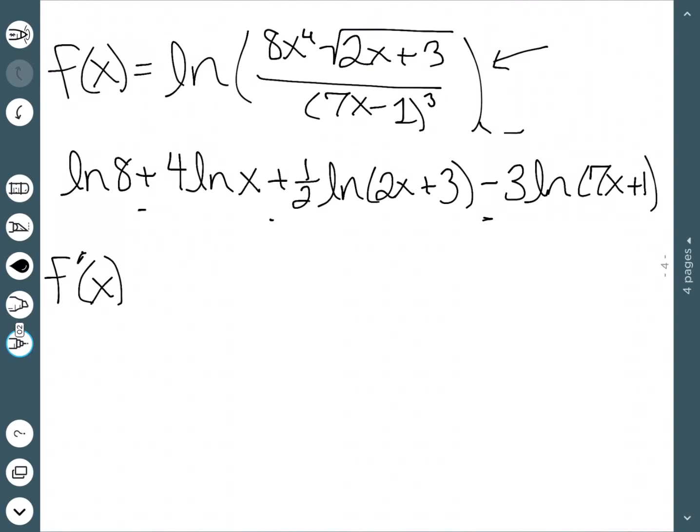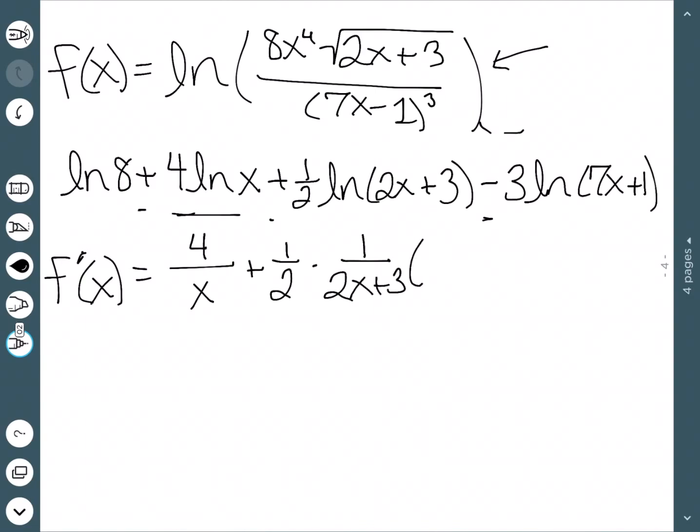F prime of x: ln of 8 is just a number, it's just a constant, so the derivative is going to be 0. For this term, I would have the 4 out front, and the derivative of ln of x is 1 over x. Here I have a 1/2. The derivative of ln would be 1 over 2x plus 3 times the derivative of the inside, which is 2, minus 3 times 1 over 7x plus 1 times the derivative of the inside, which is 7.